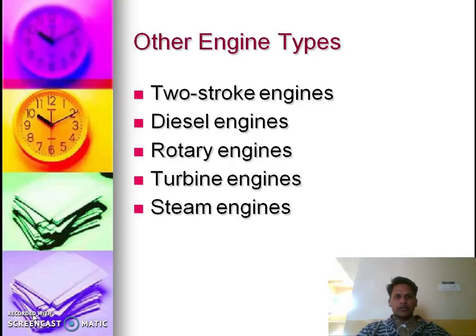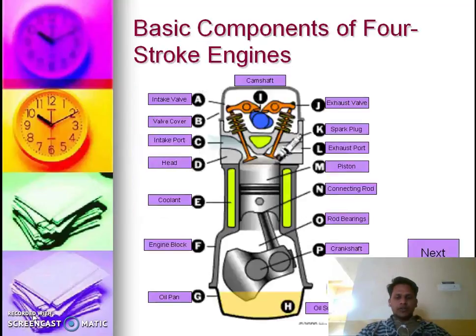Diesel engines are also two-stroke or four-stroke. Rotary engine, in this engine, the piston continuously rotates, not oscillating. Turbine engine is also a rotary type of engine. Steam engine is also a rotary type of engine. In the steam engine, turbines are also used and they are rotated.